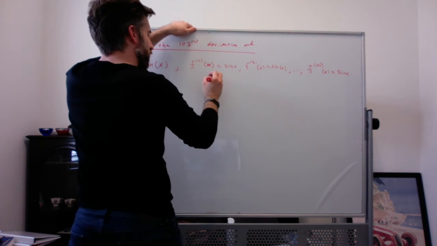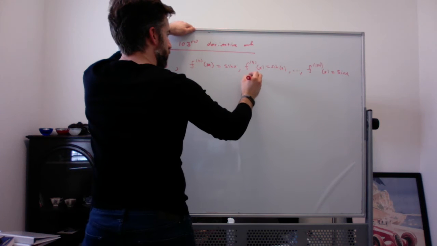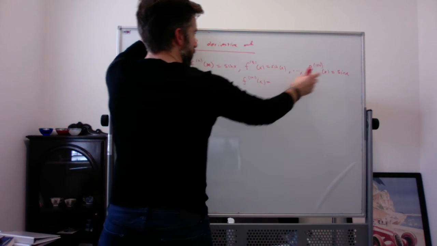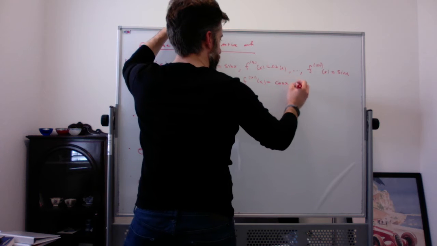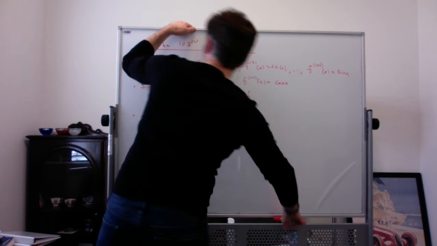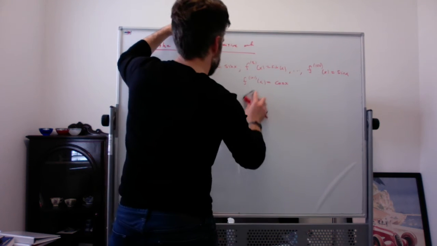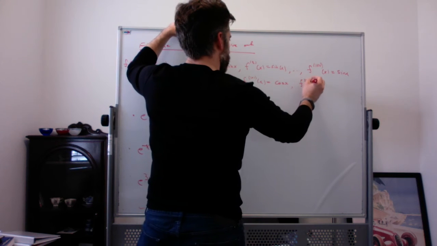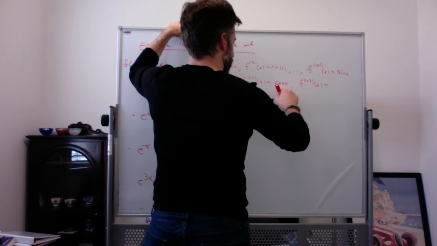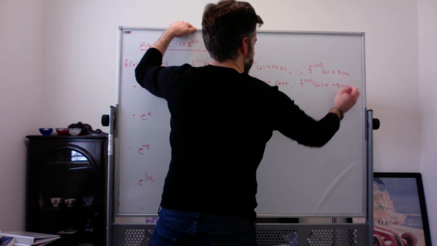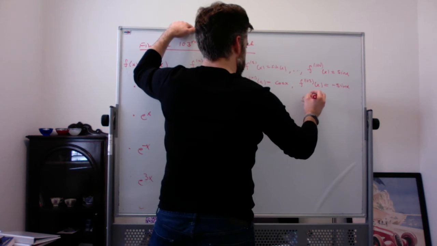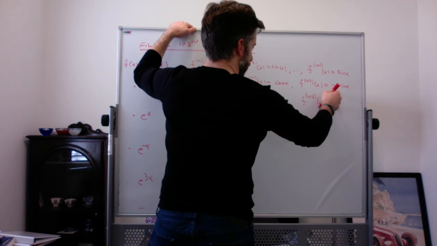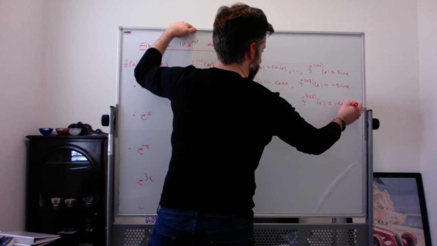And then I can take 3 more derivatives. The 101st derivative, well, the derivative of sine is cosine. The 102nd derivative, well, the derivative of cosine is negative sine. And finally, the 103rd derivative, well, the derivative of negative sine is negative cosine.